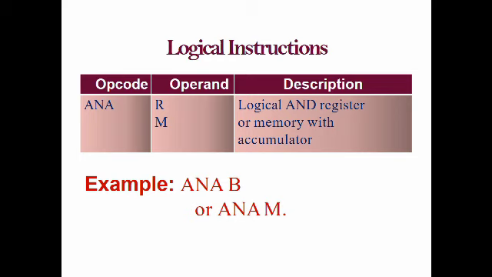Sign flag, zero flag and parity flag are modified to reflect the results of the operation. Carry is reset and auxiliary carry is set. For example, ANA B or ANA M.